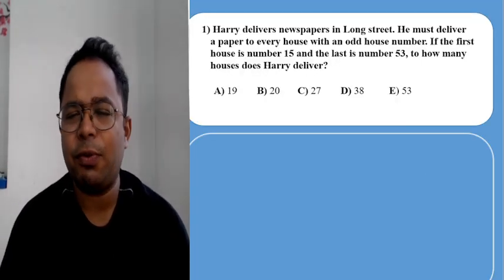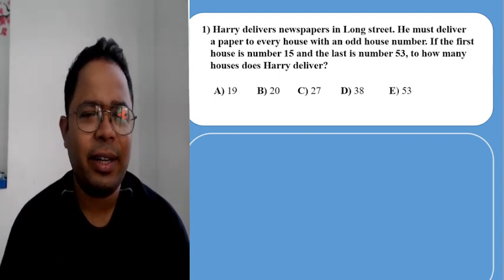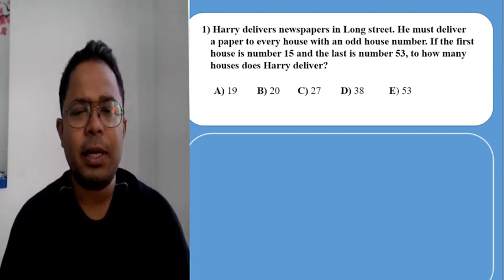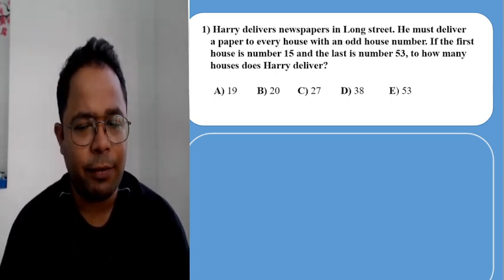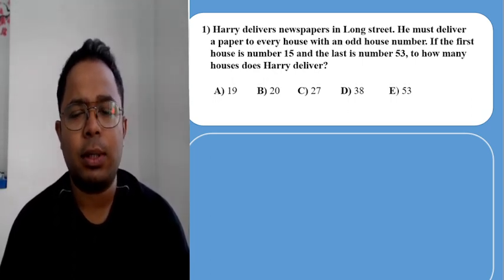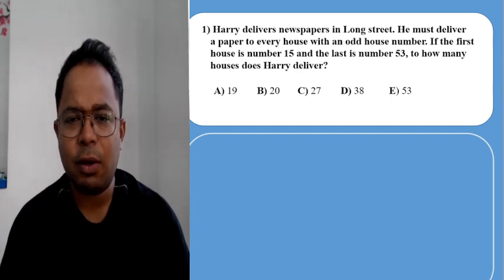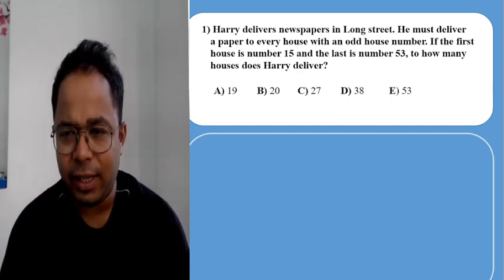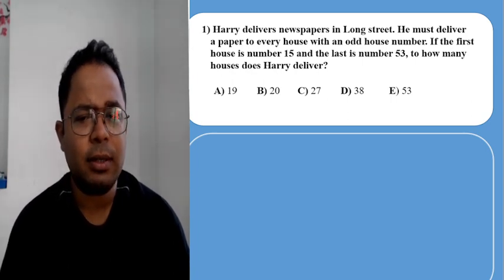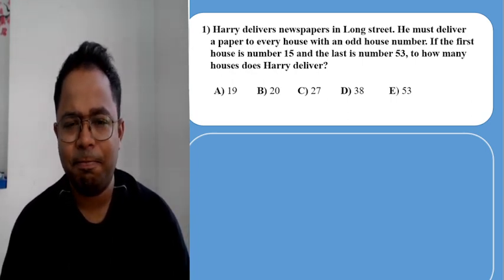First question, students, for you. Harry delivers newspapers in Long Street. He must deliver a paper to every house with an odd house number. If the first house is number 15 and the last is number 53, to how many houses does Harry deliver?